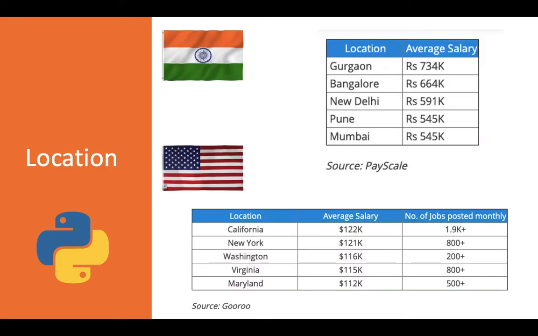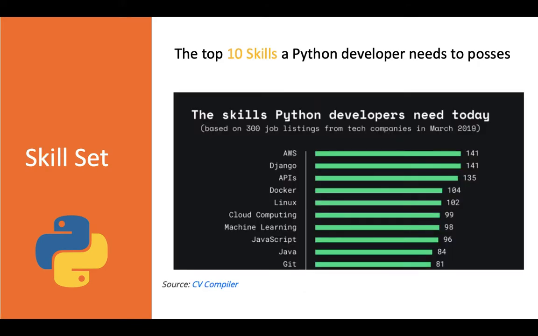And if you are at a very good experience level and you're not working in a good location for your experience, so even if you have 10 years of experience in Python and you're not working in Gurgaon, Bangalore, New Delhi, Pune, or Mumbai, then obviously your salary would be less. Because experience matters, but also location matters. And along with these two, the most important thing is skill set, on the basis of your experience and your location.